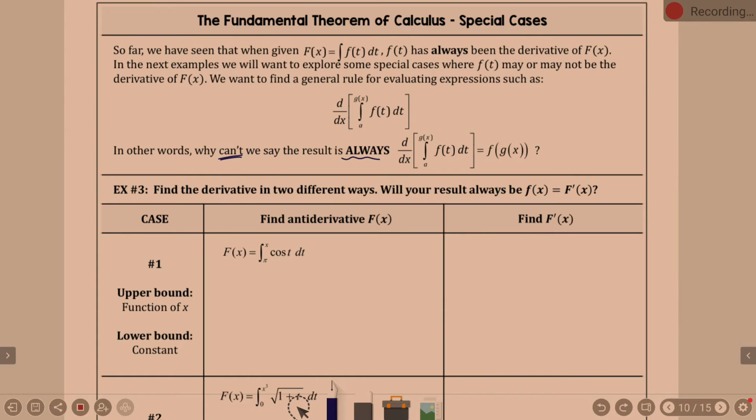Okay. We'll just go through these and see where we end up. With this example, find the derivative in two ways. And basically we're trying to figure out, do our ways equal each other? Okay, so with the idea f of x equals the integral from pi to x of cosine t dt. So let's evaluate that integral.